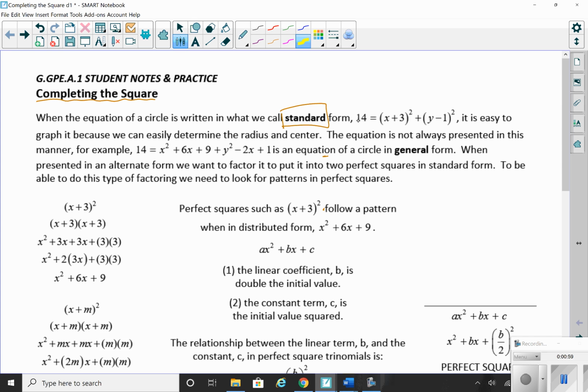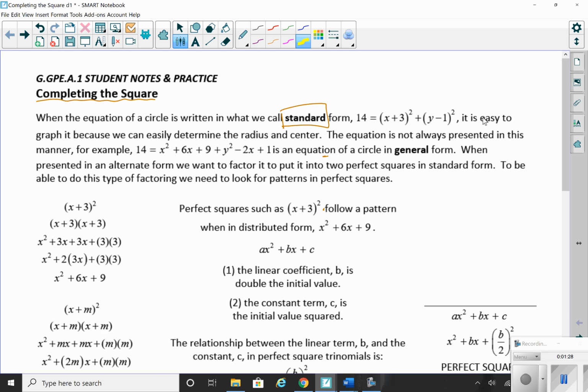The equation's not always going to be in that form though, so sometimes we have to get it into that form. So like here's an example of an equation that's not in standard form, right? That's like a general form, just a crazy form. I don't even like that. So when we give you the equation in this general form, we need to use completing the square to get it into the standard form. And the reason we like the standard form is because then we can see the center and the radius, and then it's easy to graph also.